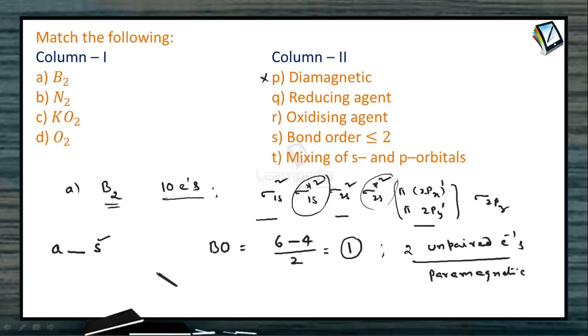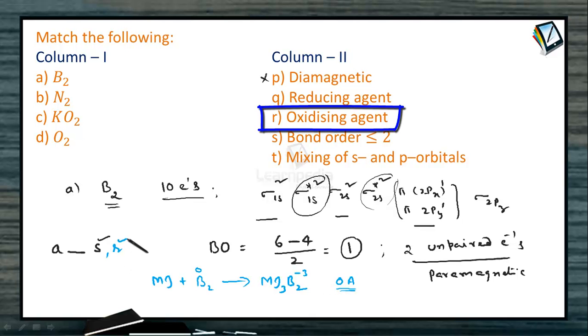Oxidizing agent. We know that boron can combine with magnesium to give magnesium boride. In magnesium boride, the oxidation state of boron is -3 and here it is 0. 0 to -3 is reduction, so boron is reduced and acts as an oxidizing agent. So thereby it can act as an oxidizing agent. So R is right.